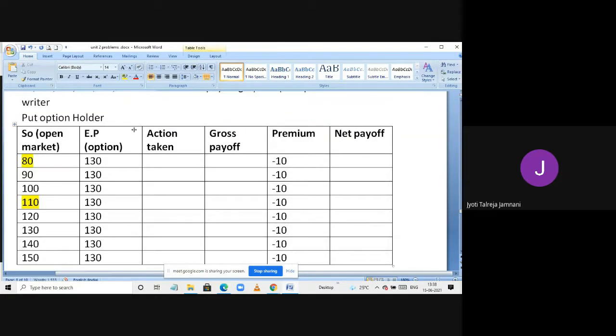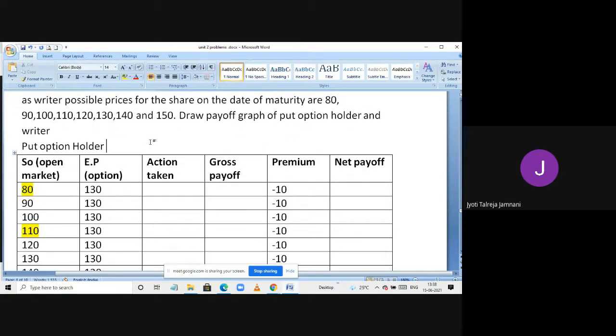Now what action will be taken? For a put option, we usually use E minus S naught. We need to check whether we are gaining through that or not. So E is 130.